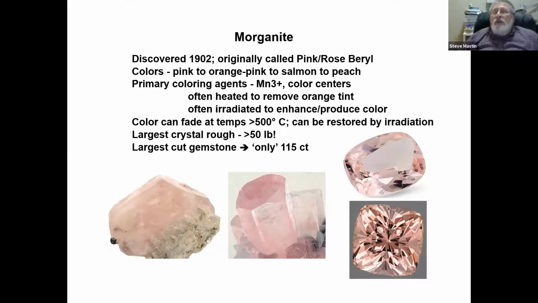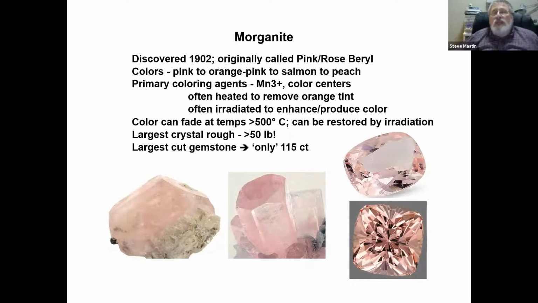And if you start looking at colors, they're all broken up for most stones into primary and secondary colors like that. And so whether you call it orange pink or pink orange makes a huge difference when you start talking about how good the stone is. In any event, the primary coloring agent is manganese in the +3 oxidation state, but it almost always has color centers as well.